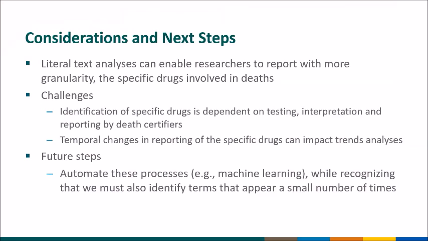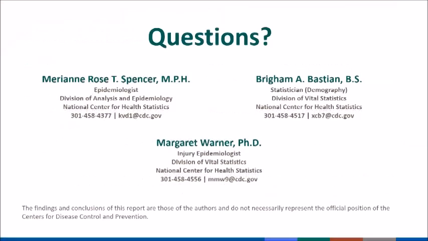In the future, some steps we're looking at are how to automate these processes. There are new terms, especially with illicit drugs, new misspellings, and all these other terms. What methods can we incorporate, such as machine learning, to identify these new terms? While recognizing that we must identify terms that might show up on death certificates only a small number of times, we can't really do unsupervised learning. There will always be some level of supervised learning to identify these fentanyl terms. Those are some of the future steps. That's the high-level version of our project. Here is our contact information, so if you have any questions, feel free to reach out to us.